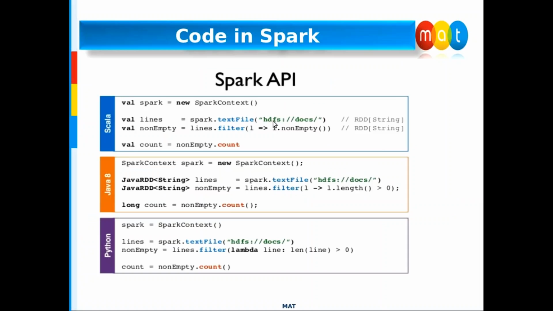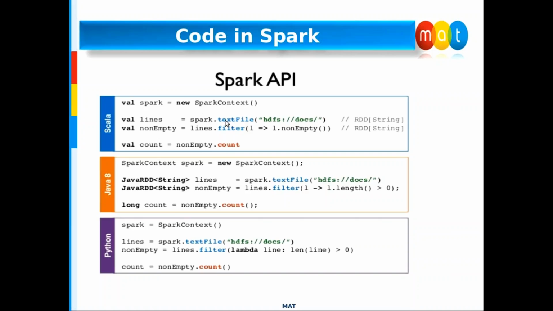This is how code looks like: Scala code, Java code, Python code. Look at this one. Scala, 1, 2, 3, 4 lines. Java 8 is similar to Scala, but compared to Scala, Java code is more. Python and Scala are almost the same. The only difference is val. Here there is a val, here there is no val. Very simple. I told you, when you learn Scala, you get 90% of learning Python and R language. The code is very simple.